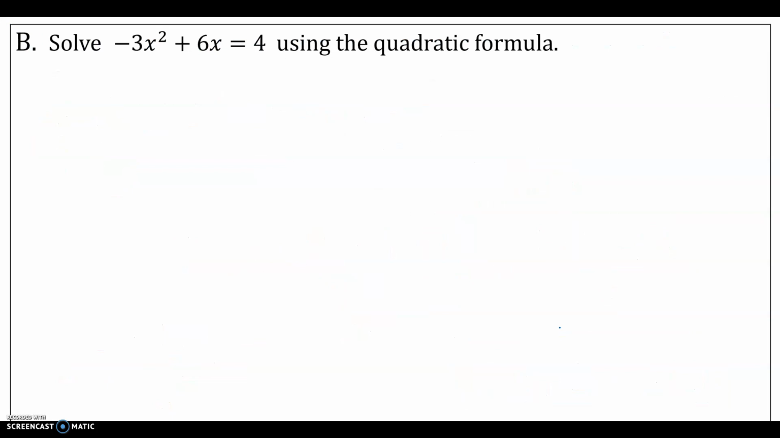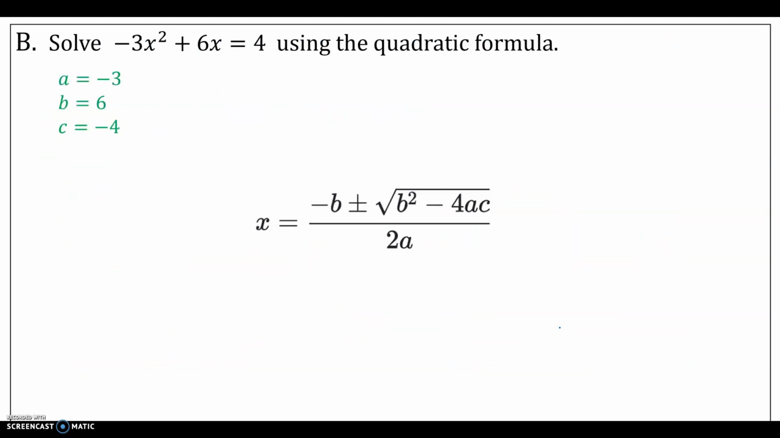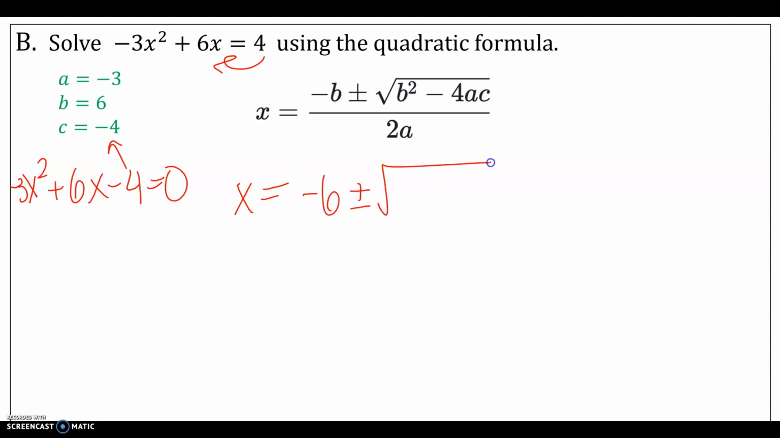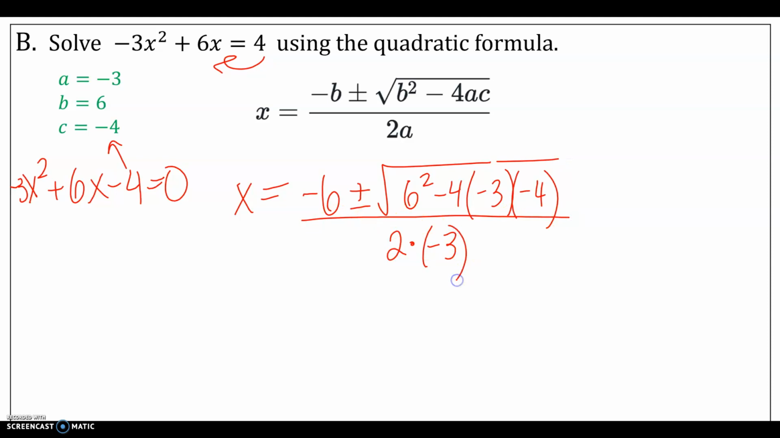All right, so this one obviously needs to be in standard form. And I can show you how I got that. The 4 would be moved over, so your new equation would be negative 3x squared plus 6x minus 4. So that's where the negative 4 came from after I moved it over. So let's fill in our numbers. So now it's technically a negative 6 plus or minus. So 6 squared minus 4 times negative 3 times negative 4. All divided by 2 times negative 3.